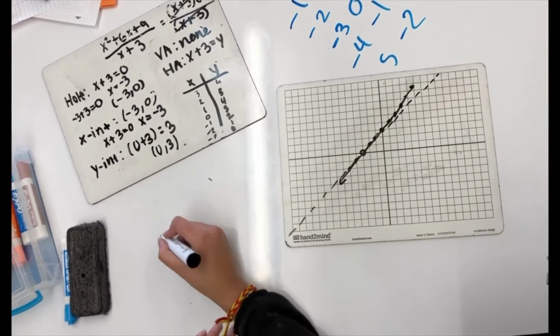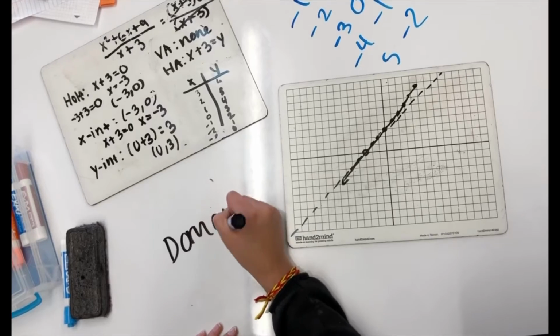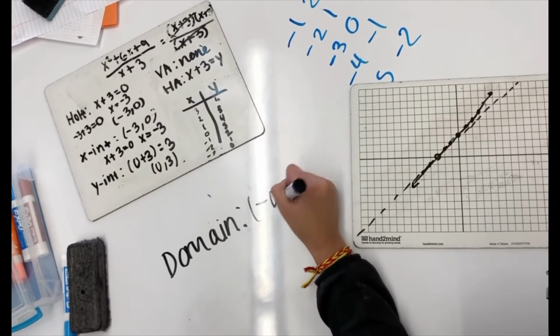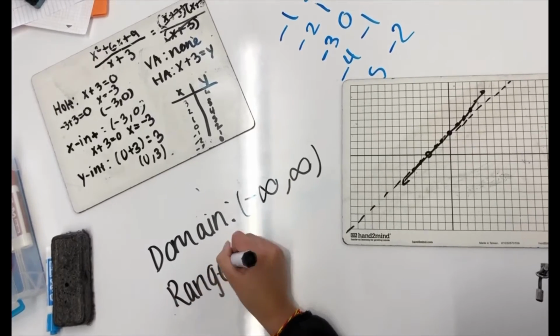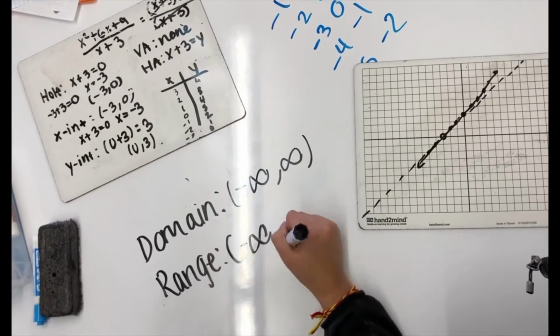So this is our graph. Now we will find the domain and range. The domain will be negative infinity to positive infinity, and then the range will be negative infinity to positive infinity.